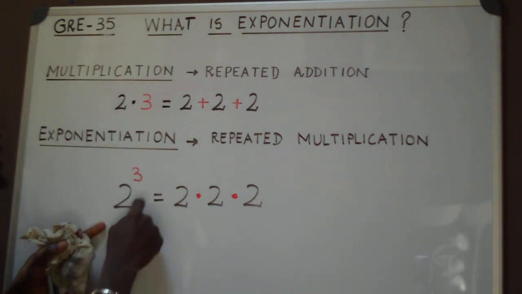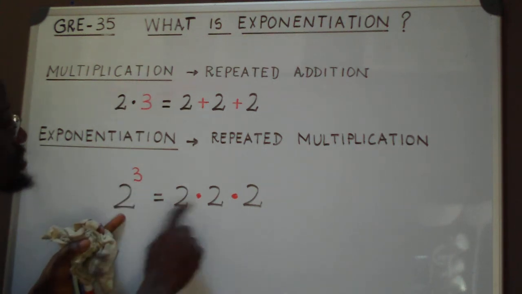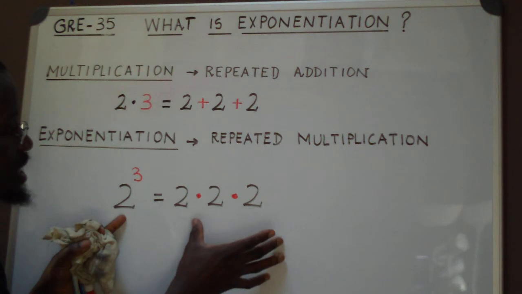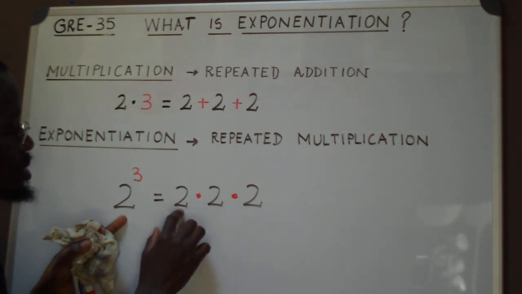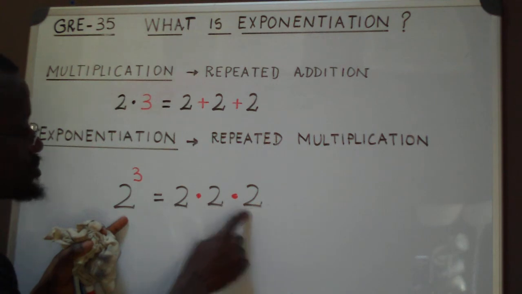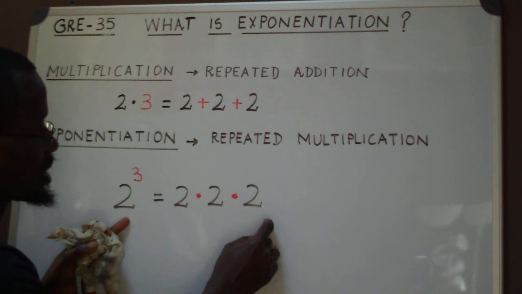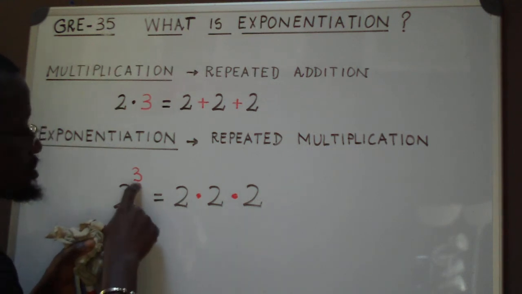So here, what we are doing is applying exponentiation. And 2 to the exponent 3 is simply a repeated multiplication of 2. In other words, we have 2 multiplied by 2 multiplied by 2. And the number of times that the 2 appears here in the multiplication is 3.